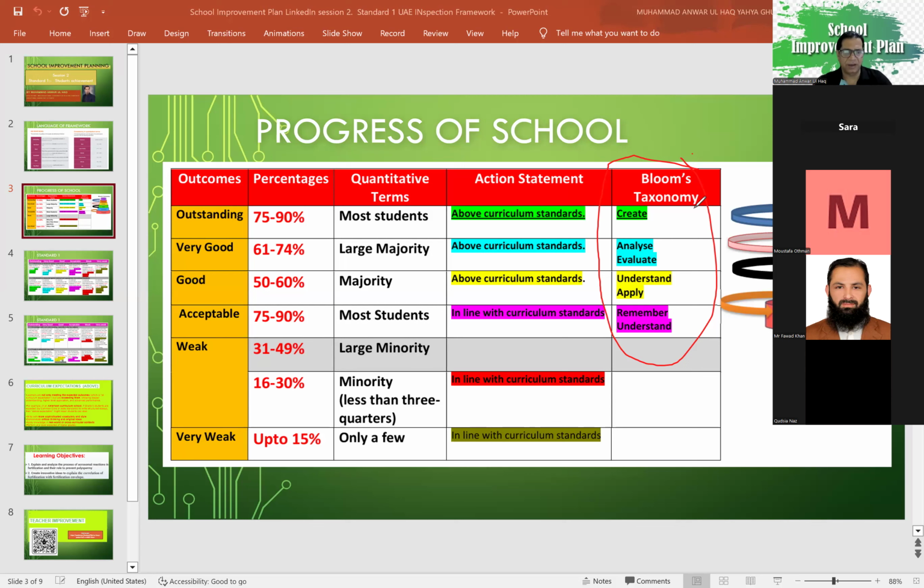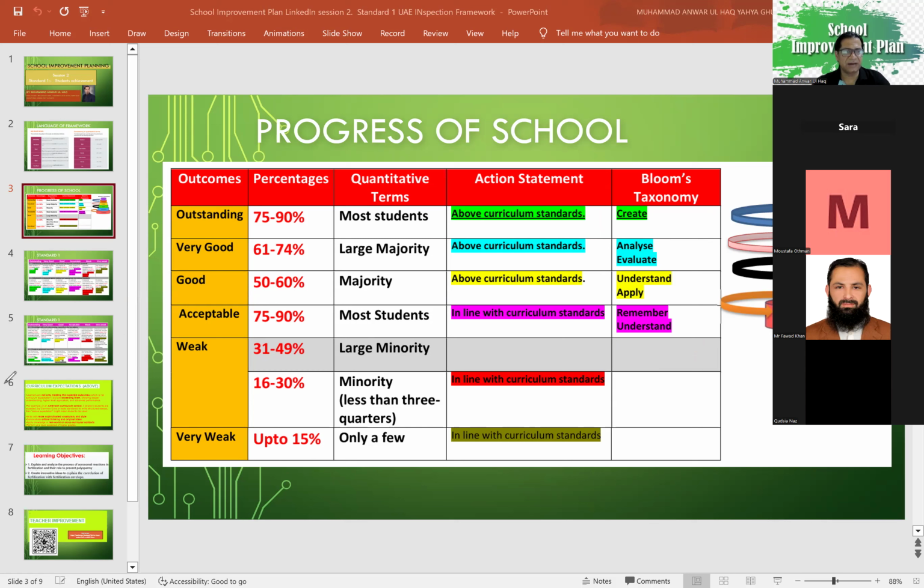I'm moving next then. I feel like there is no question. So if I move next, I hope this is really clear: how to read your school's level from your inspection report, review report.